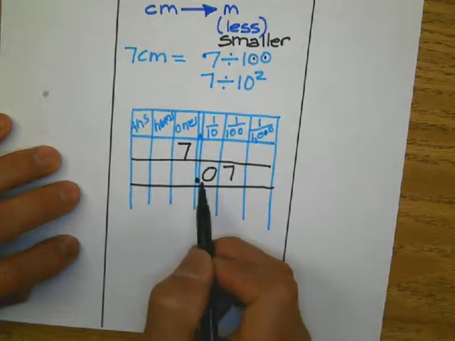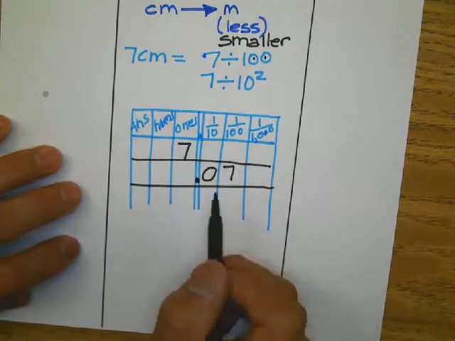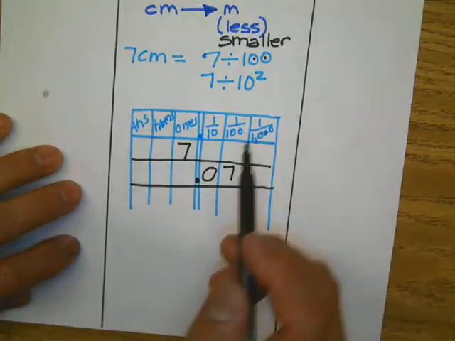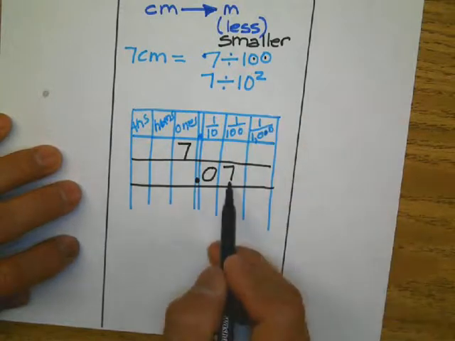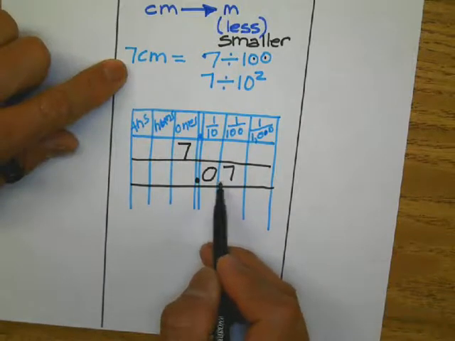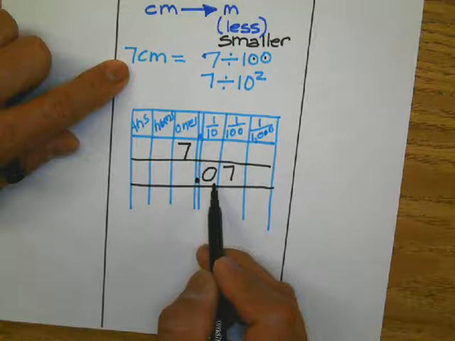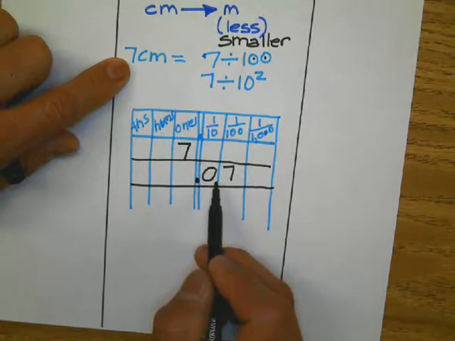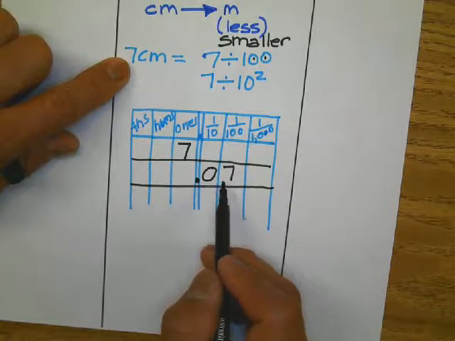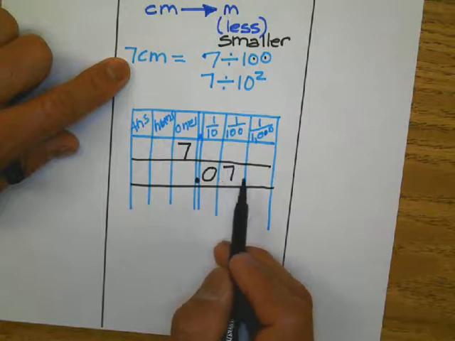Now, here's the question that is going to help you know if the answer is correct. Is the number of meters smaller than the original number? And the answer is yes. Now remember, both of these numbers have the same value. However, they are written differently because these are meters and these are centimeters, but they have the same value.